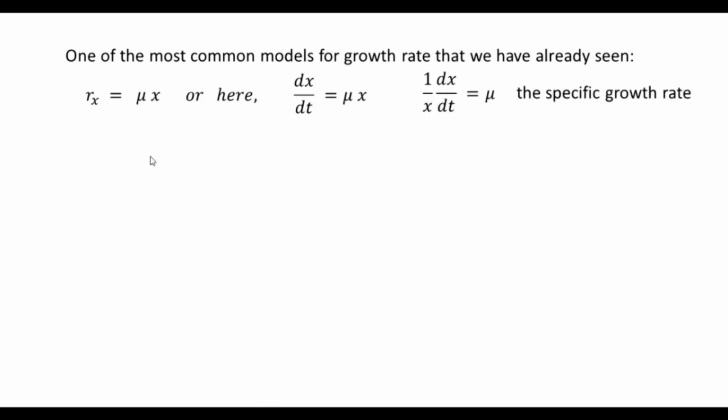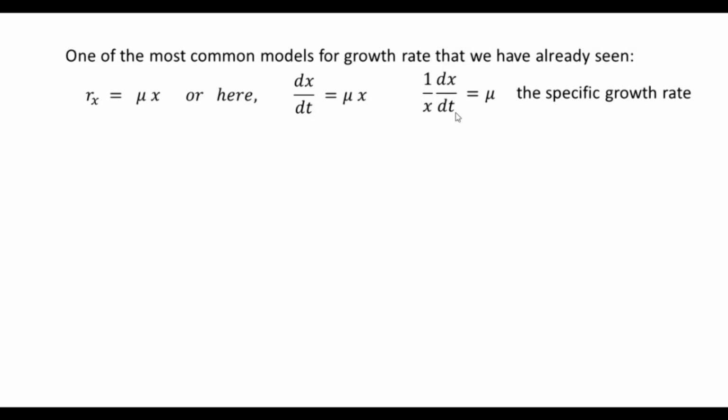One of the common models for growth rate that we have already seen, in fact the first model that we saw, was Rx. This is on a volumetric basis. Rx equals mu x, or in this case dx dt, the accumulation rate, equals mu x. We are replacing Rx with dx dt. Dx dt equals mu x. In fact, mu can be defined in such a situation as 1 by x dx dt.